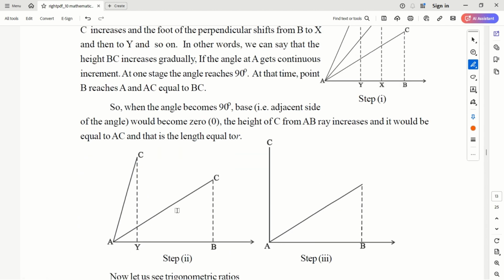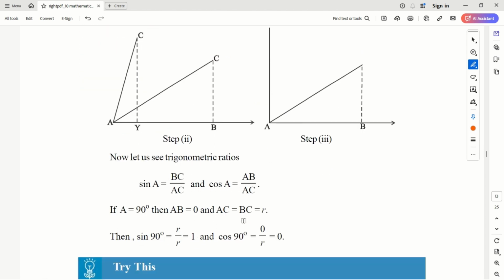If this angle becomes 90 degrees, CB will be equal to AC and AB will become 0. Once you know this, again you can derive sine A. Sine A is nothing but opposite by hypotenuse. So opposite and hypotenuse will be 0 for 90. So it is 1 by 1 basically. Sine 90 is 1.